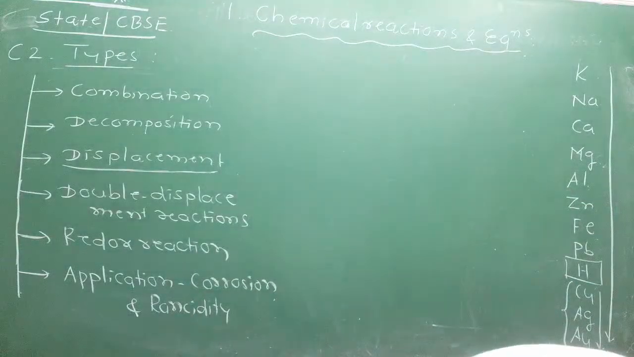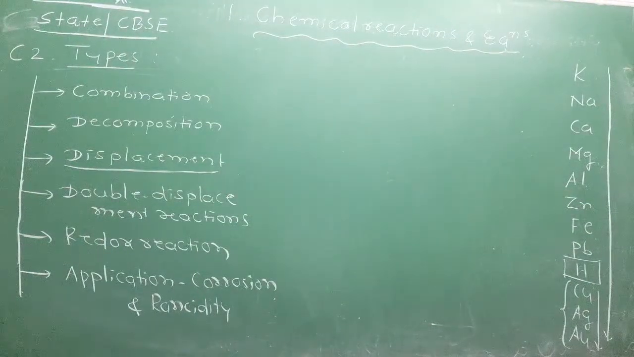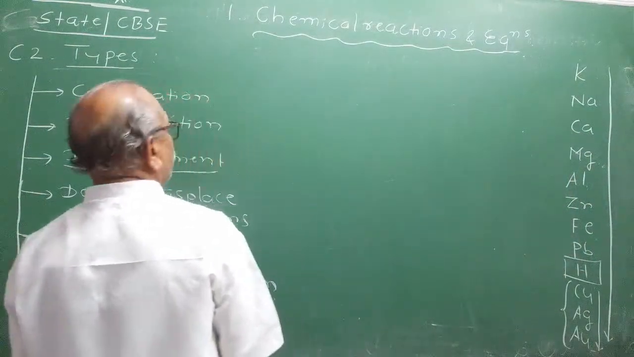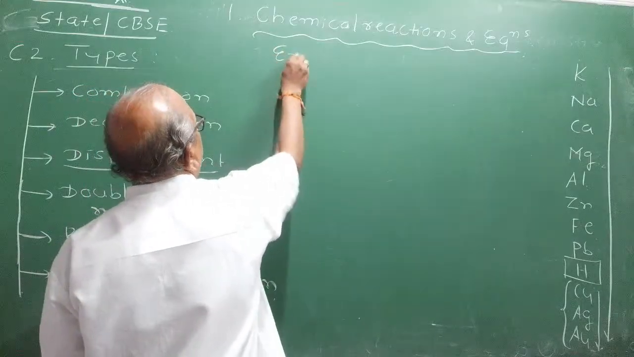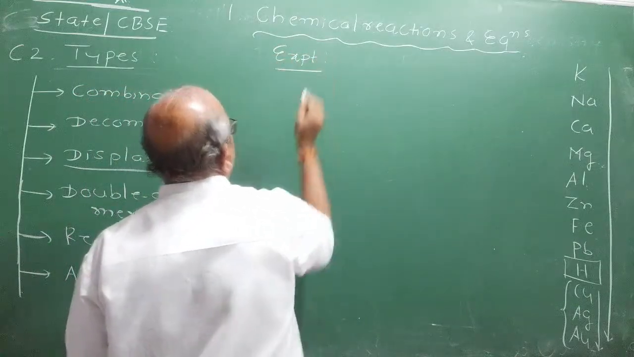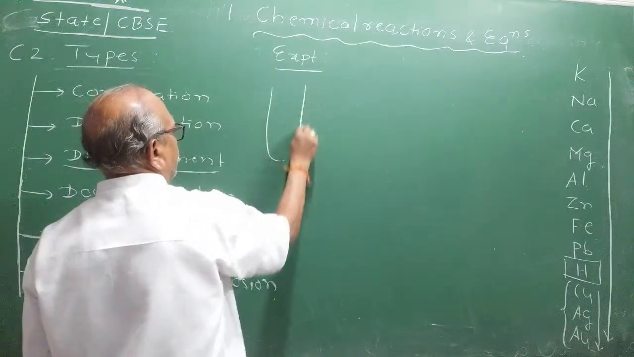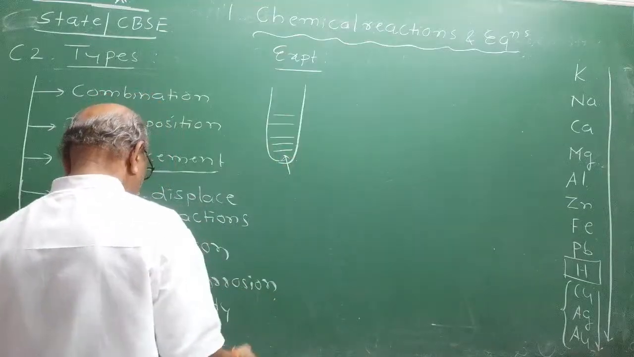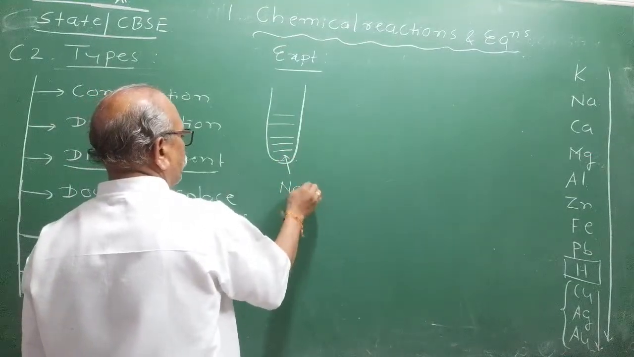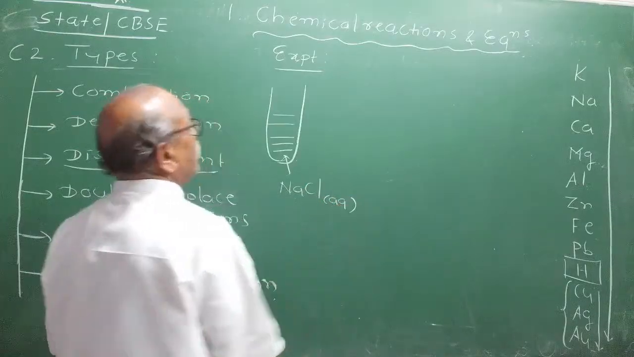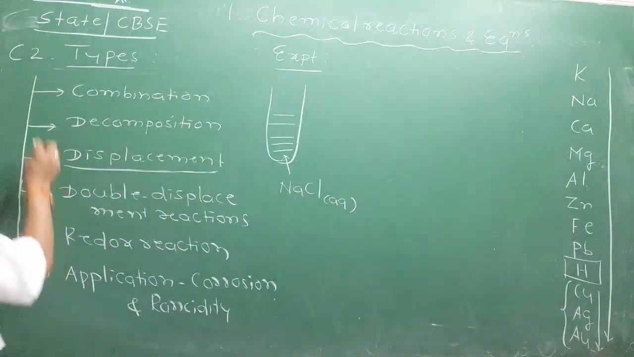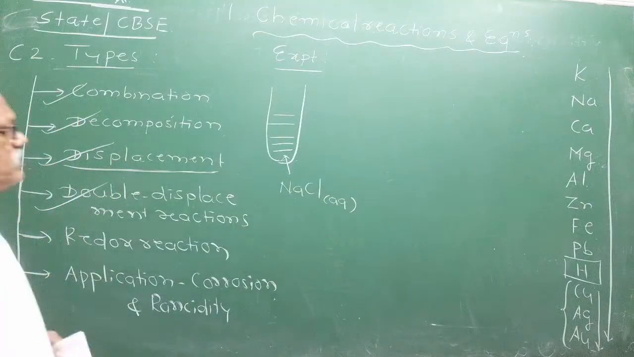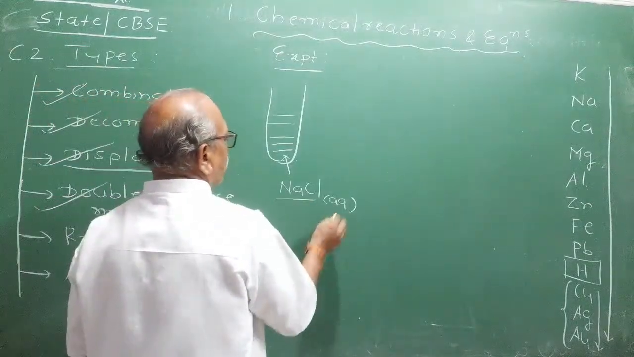The double displacement reactions. What are double displacement reactions? We'll see now. I will take one reaction here. You take in a test tube, I will give you some experiments with colored reactions you can observe. In a test tube you take sodium chloride solution in water. Generally, this is a double displacement reaction. We take sodium chloride in aqueous solution.